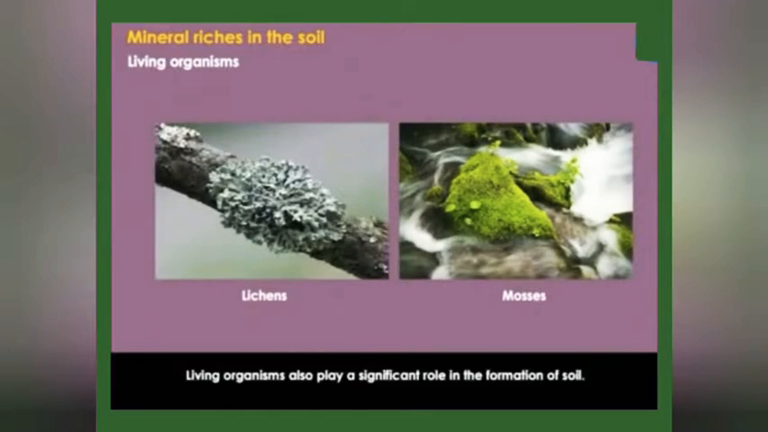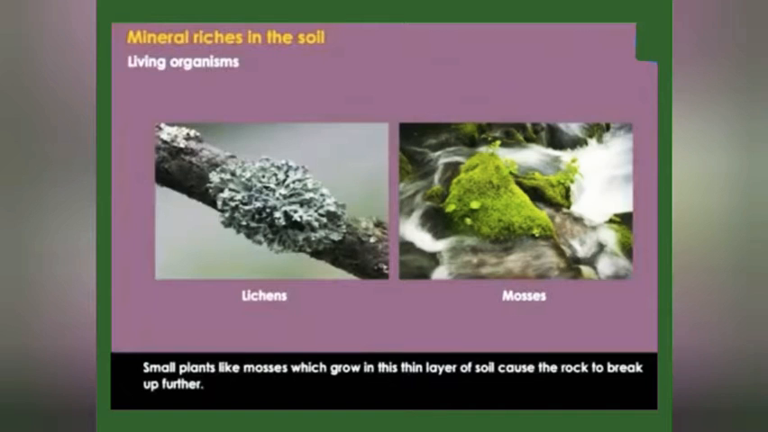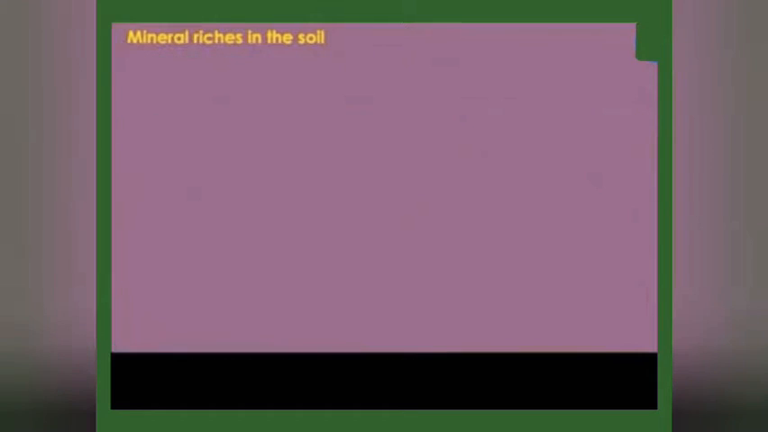Living organisms. Living organisms also play a significant role in the formation of soil. Lichens often grow on the surface of rock and release acids that cause the rock surface to powder down and form a thin layer of soil. Small plants like mosses, which grow in this thin layer of soil, cause the rock to break up further. The roots of shrubs and trees may grow into the cracks in the rock and break it into smaller pieces.